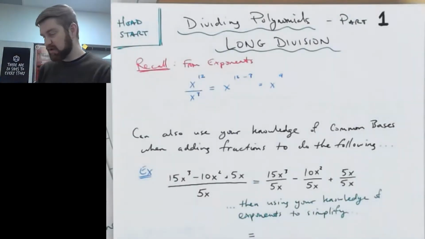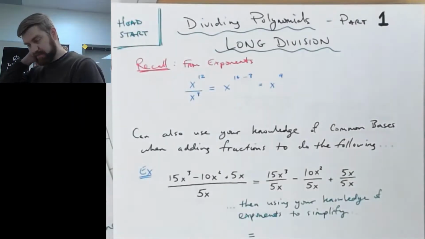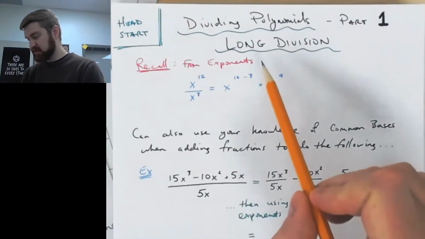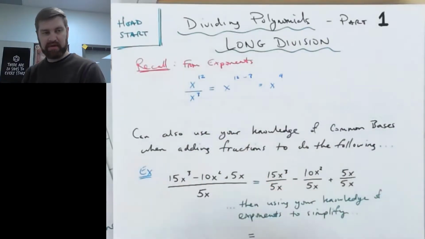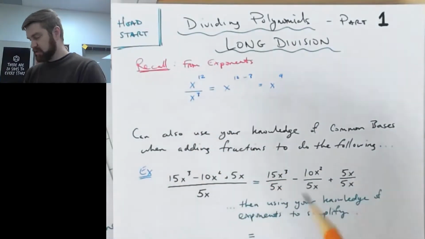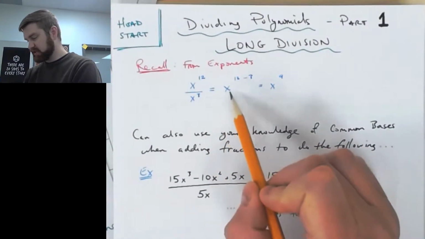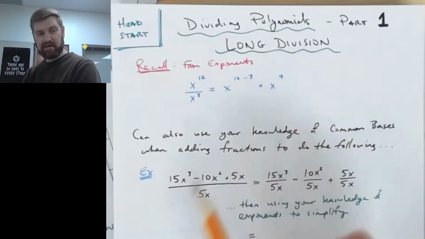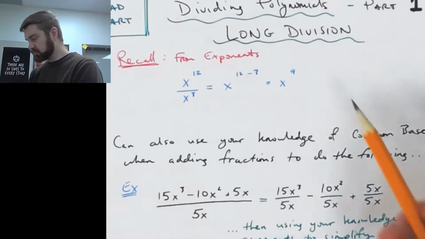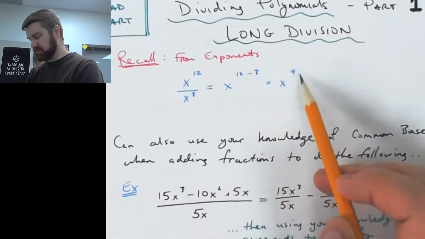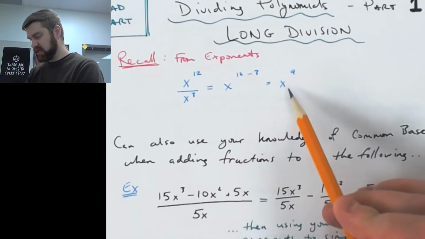So we're going to start off by recalling from exponents that things like this, where we had a fraction with x to the 12 over x to the 3, we can rewrite this expression as x to the 12 minus 3. Zoom in a little bit. And we know that 12 minus 3 equals 9. So x to the 12 over x to the 3 equals x to the 9.